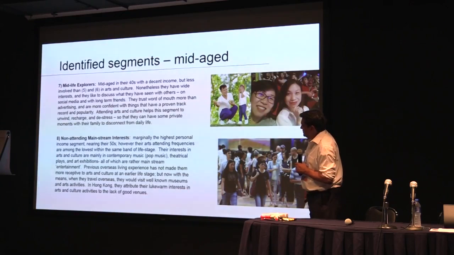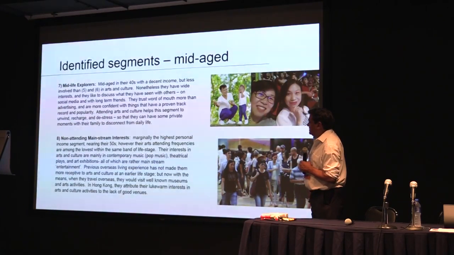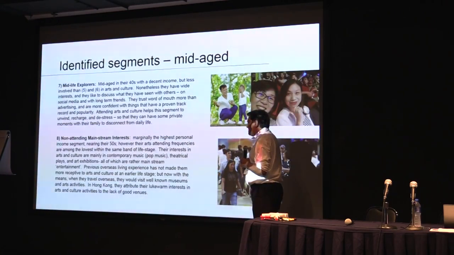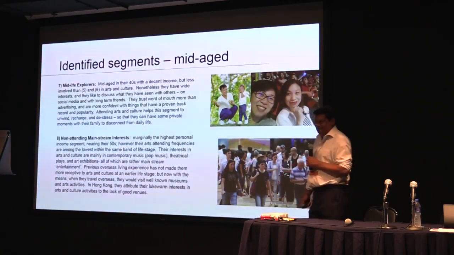Non-attending mainstream interests. Highest personal income segment, nearing their 50s, arts attending frequencies are among the lowest within the same band of life stage. Their interests in arts and culture are mainly in contemporary music, theatrical plays and art exhibitions, all of which are rather mainstream entertainment. Overseas living experience has not made them more receptive to arts and culture at an earlier life stage. But now, with the means, when they travel overseas, they would visit well-known museums and major arts activities. In Hong Kong, they attribute their lukewarm interest in arts and culture to the lack of good venues.